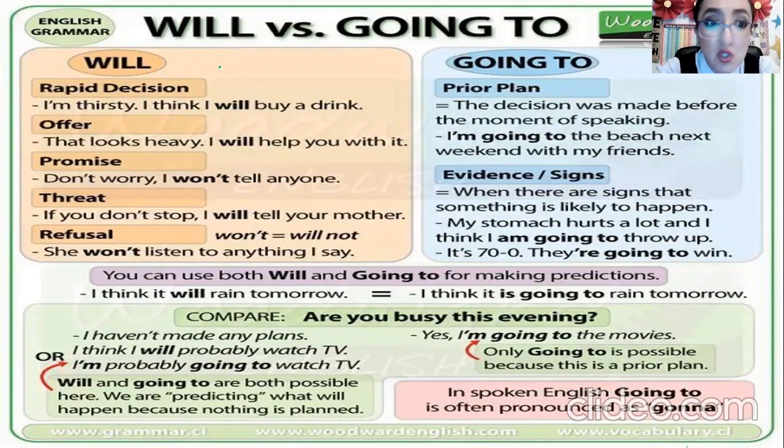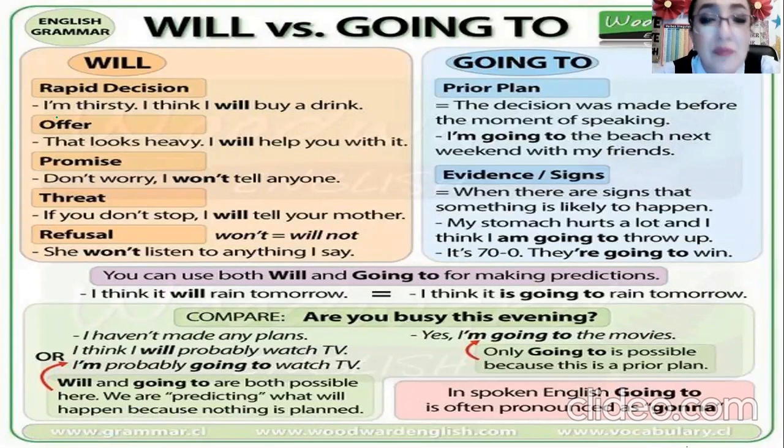Oh, if you don't stop, I will tell your mother. If you don't study, I will fail your exam. If you don't hurry up, you will stay here in your house. Those are going to be threats. Positive or negative threats. I'm sorry, but yes, indeed, they are going to be threats.